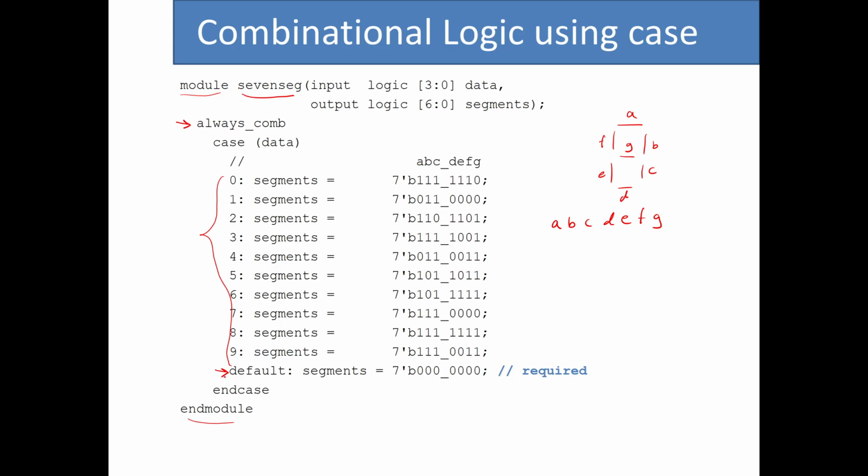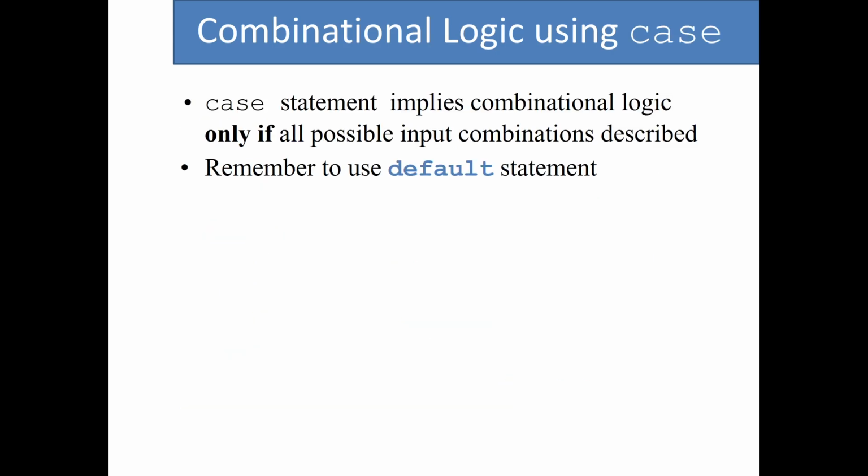So if there are cases that you don't care about, you still have to provide a default case, so that anything outside the specified cases falls under that category. A case statement implies a combinational logic circuit only if all possible input combinations are described. If there are some combinations that are not specified and those combinations happen, that means the output is going to be the same as the previous output. So it remains at its previous value, and that kind of negates the concept of a combinational logic circuit. So you should always remember to have a default statement if there are some cases that you didn't take into account.